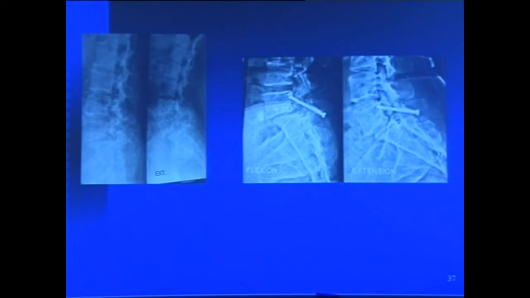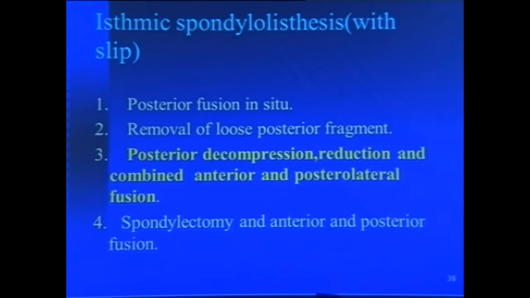This is another patient with a defect. The screw has been put from the inferior articular facet to the superior articular facet, passing through the defect, and bone grafting has been done. This is the post-operative, and the patient is comfortable.